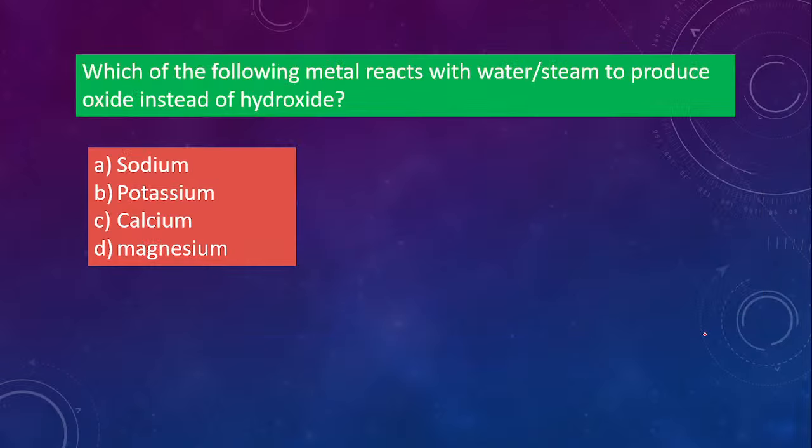Okay, let's do the next one. Which of the following metal reacts with water or steam to produce oxide instead of hydroxide?